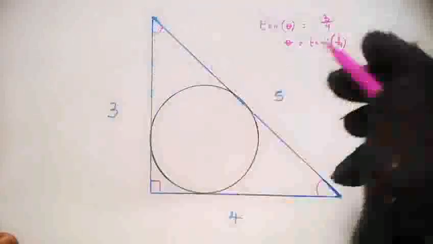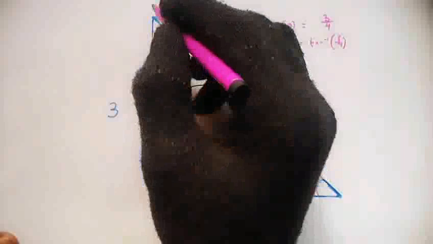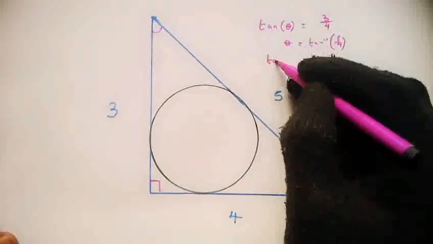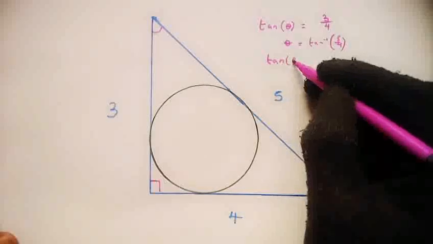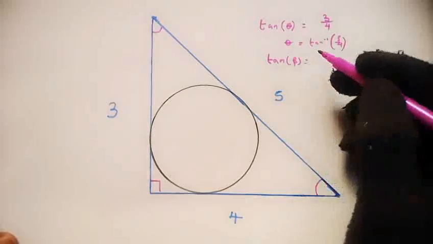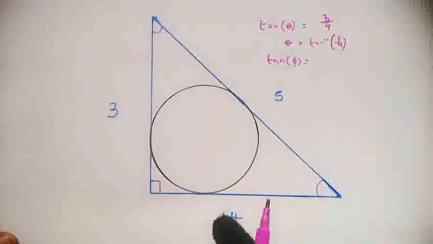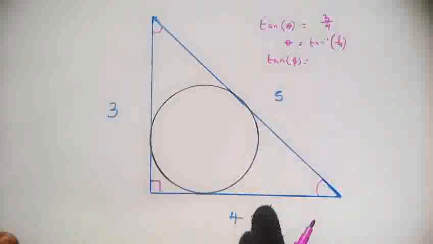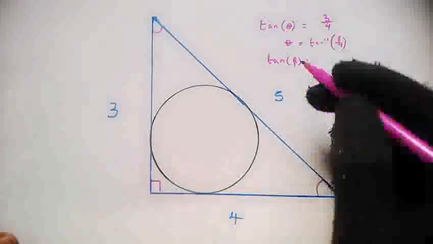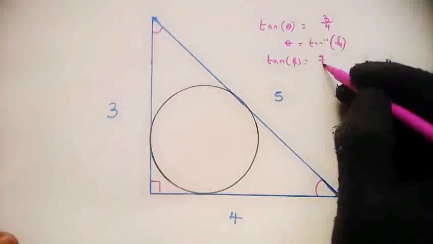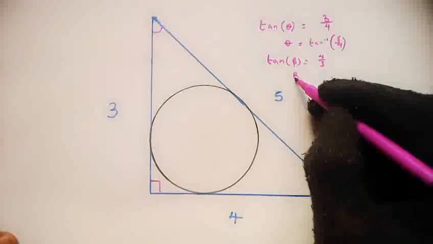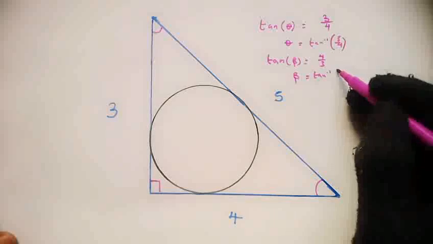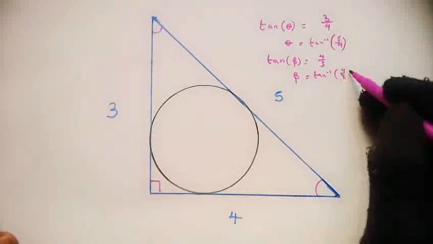Now this one here, let's call this angle beta. So we have tan of beta is equal to opposite over adjacent. This side is opposite since the angle is facing this side, and this side is the adjacent. So that is 4 all over 3. Then beta is equal to the inverse tangent of 4 all over 3.